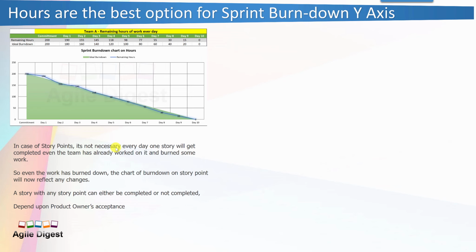Until the entire work is finished, if one story of 8 story points needs the entire team's 3 days of effort, that story will remain on the same line for 3 days. Once it is completed, verified and accepted by the product owner and moved to done, then it will come down. So it also depends upon the product owner.